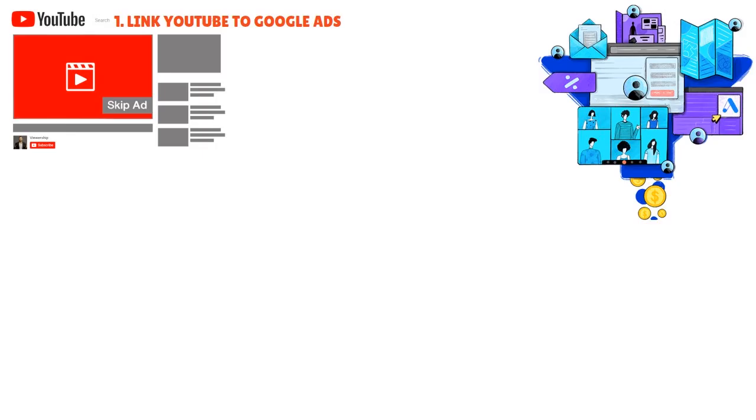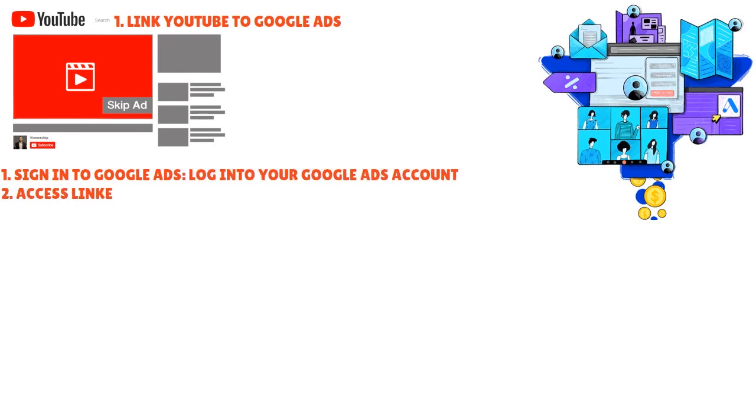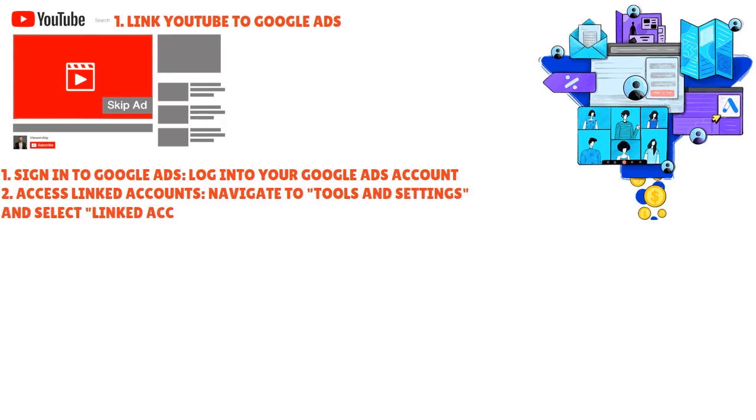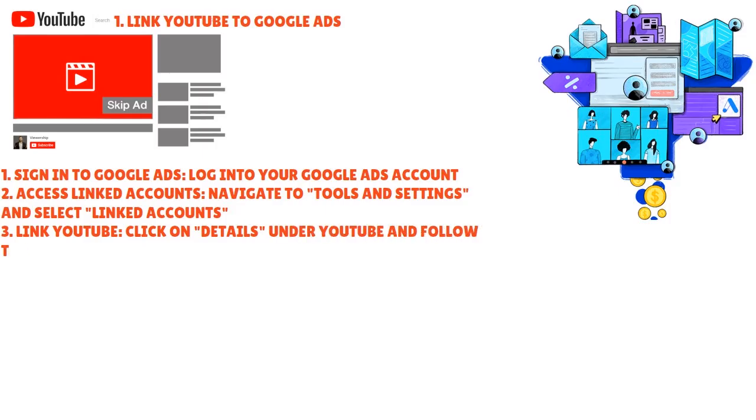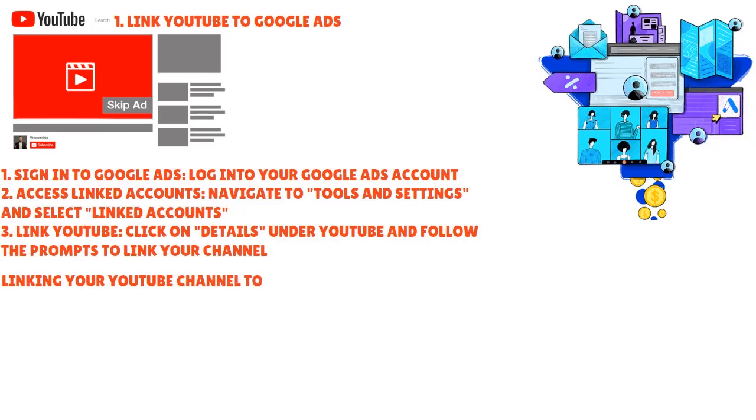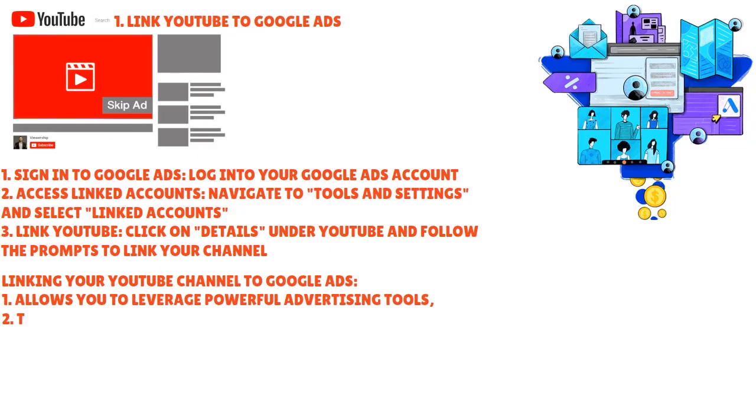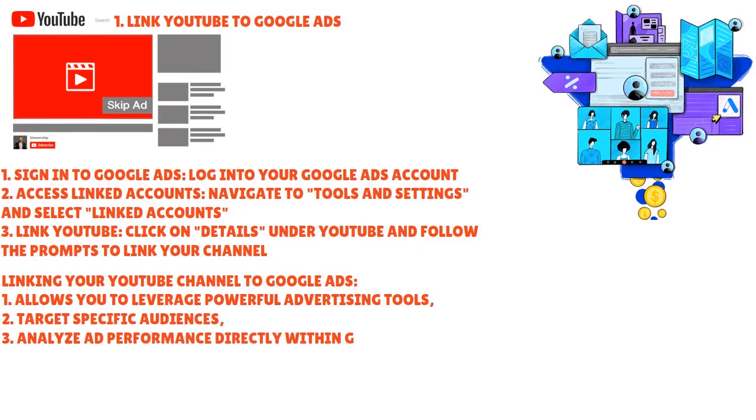Because again, those two are owned by the same company. So integrating YouTube with Google Ads can significantly enhance your channel's visibility. You want to log into your Google Ads account, navigate to tools and settings, and select linked accounts. This is pretty straightforward, nothing really complicated. And you want to link YouTube. Click on details under YouTube and follow the prompts to link your channel. So linking your YouTube channel to Google Ads allows you to leverage powerful advertising tools, target specific audiences, and analyze ad performance directly within Google Ads.